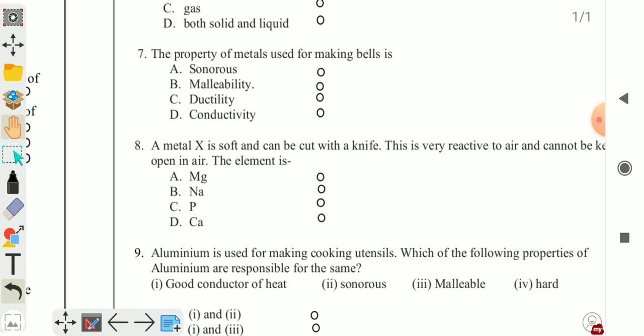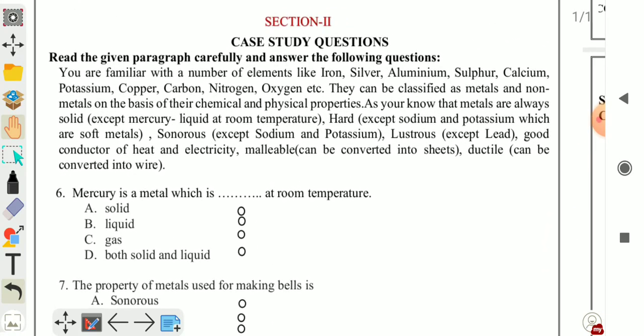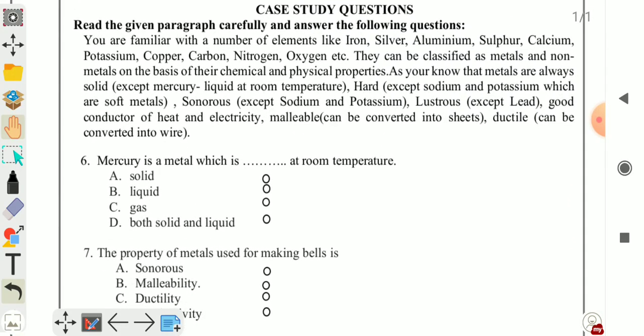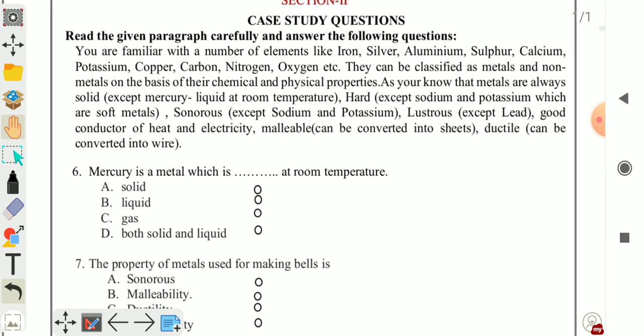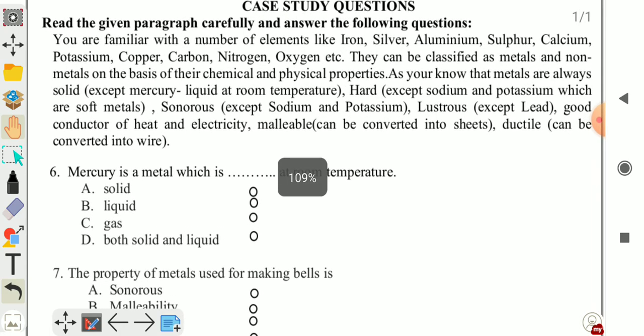Question number 6. You have to read a paragraph. Read this paragraph carefully and answer the following question. So you have to read the paragraph. You are familiar with a number of elements like iron, silver, aluminum, sulfur, calcium, potassium, copper, carbon, nitrogen, oxygen, etc.